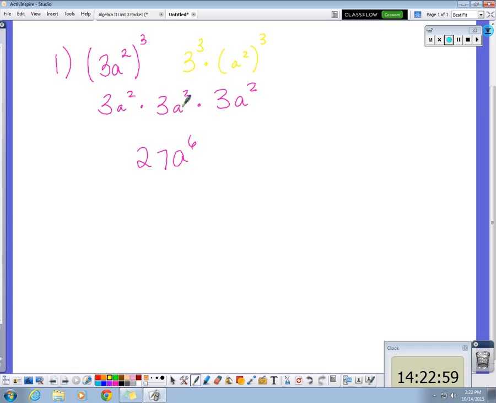So if you didn't want to write it out like this and add them up to get to 6, you could have just noticed that it's a power to a power, and when you look at it like that, you multiply. You see the difference though? Let's do one more like that. Let's do number 2.